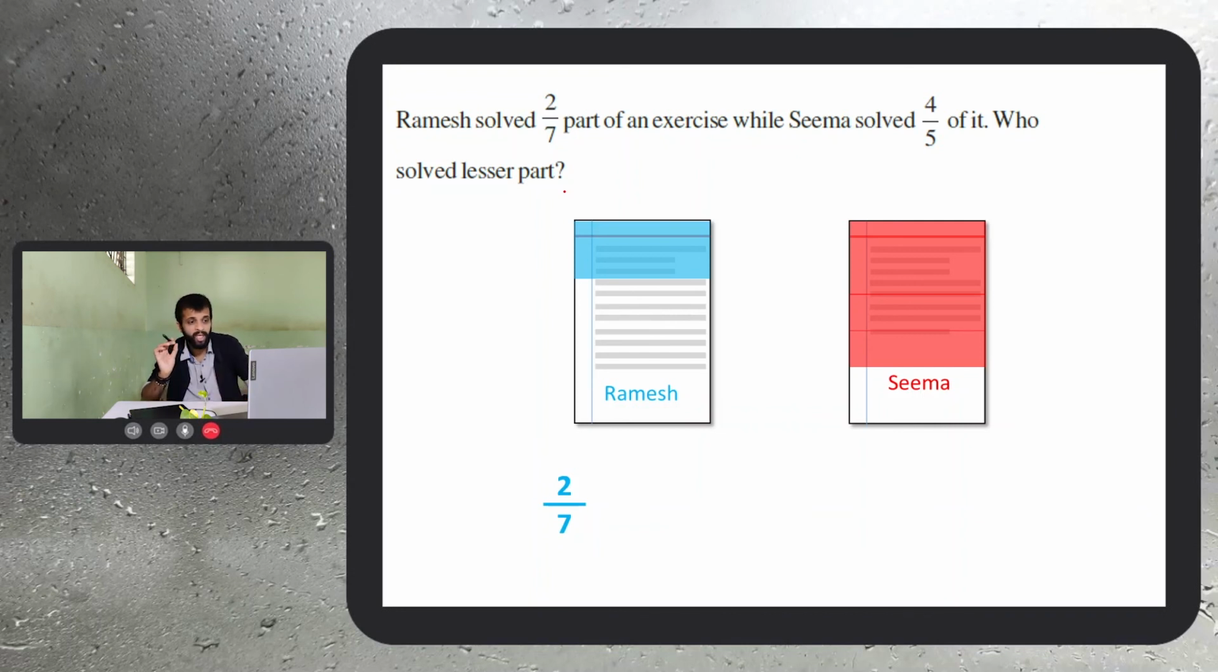So same way, when you have these 2 fractions, 2 upon 7 and 4 upon 5, you have to get them on the same level. Then only you will be able to tell it easily. Now how do I do it? Because in one case the base is 7, in the other case the base is 5. So how do I get them at the same level? All I have to do is find one number, which when multiplied gets the same denominator. So what do I mean by this?